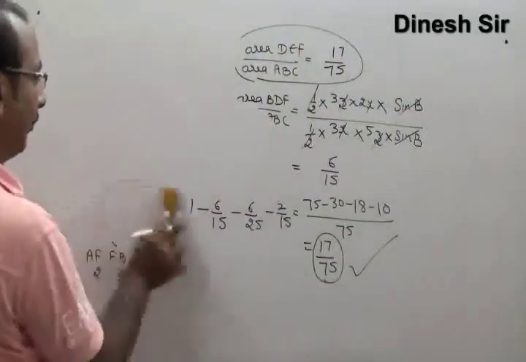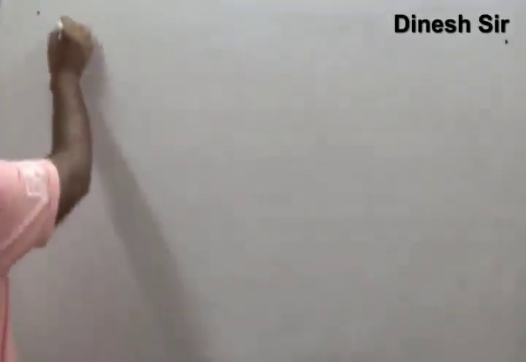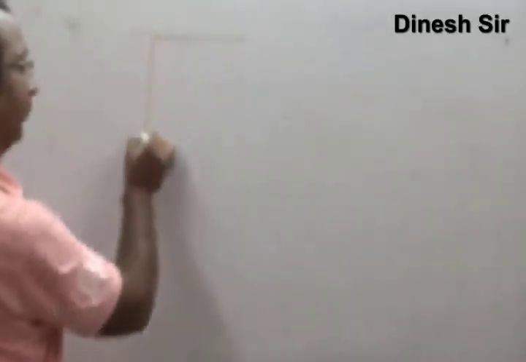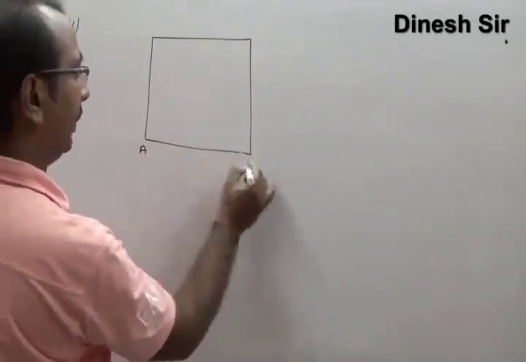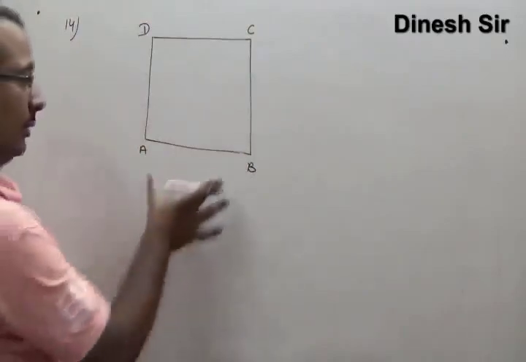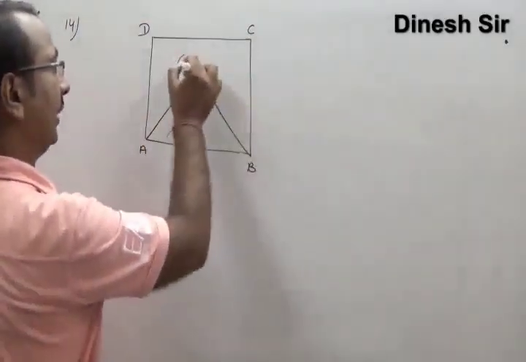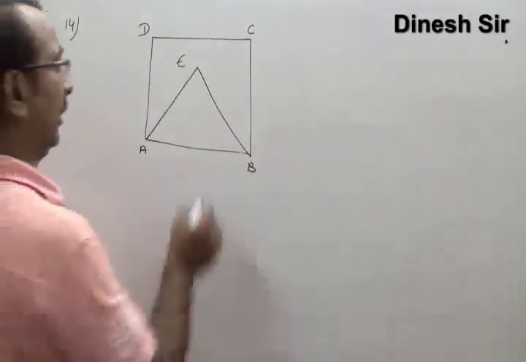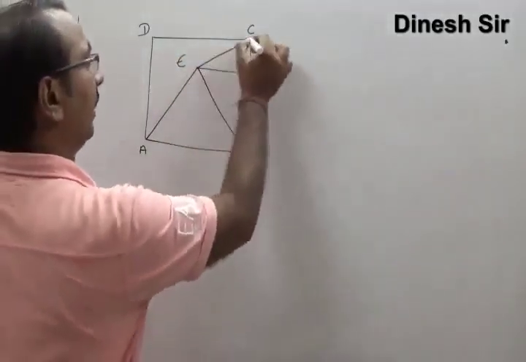Then we have statement number 14. After this we have question number 14. What does this question talk about? It simply states that one square is given, ABCD. It is further taken that on side AB one equilateral triangle is formed. That point is E. Then from E one perpendicular is drawn and E is met with C.